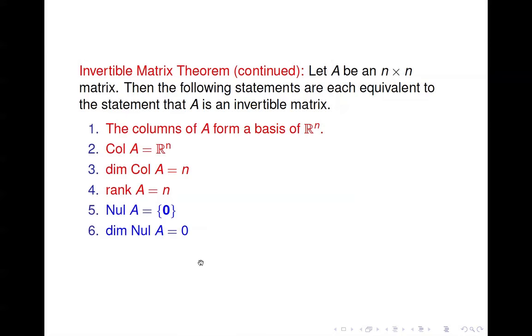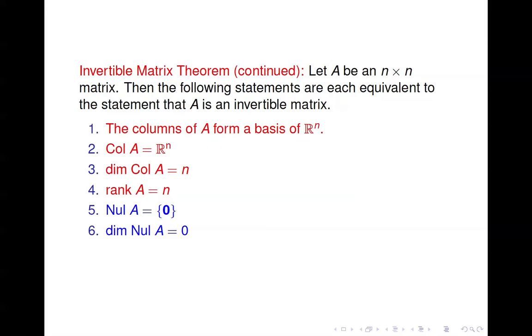Okay, then we have 2 more that deal with the null space. The null space of A is just the 0 vector. If that's true, then if we look at the system Ax equals 0, it has only the trivial solution. That happens when there are no free variables, which means there's a pivot position in every column, which means there are n pivot positions. And from number 5 follows number 6, because if you have only the 0 vector, that's a special case, and we define the dimension of that vector space to be 0. All right, so all these are equivalent to the statement that A is an invertible matrix.